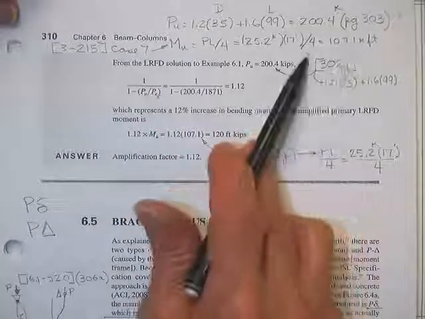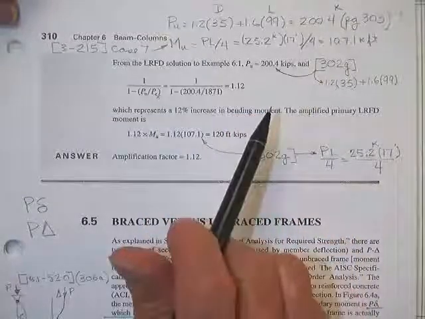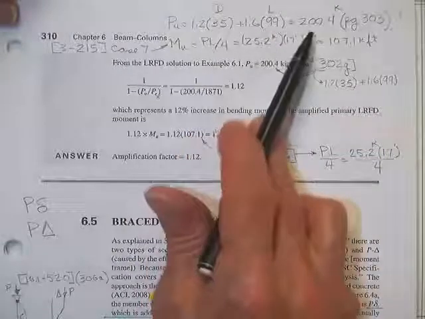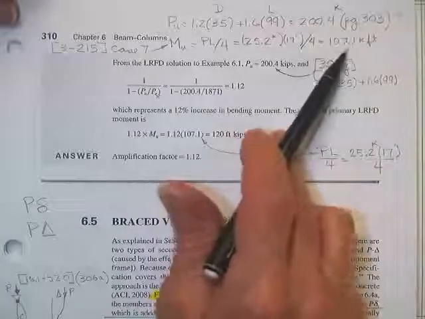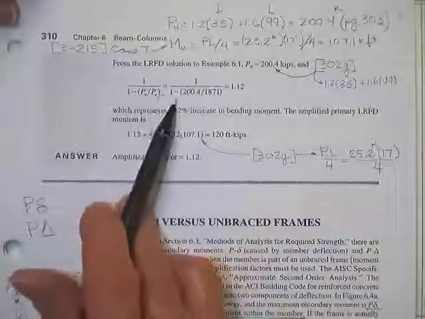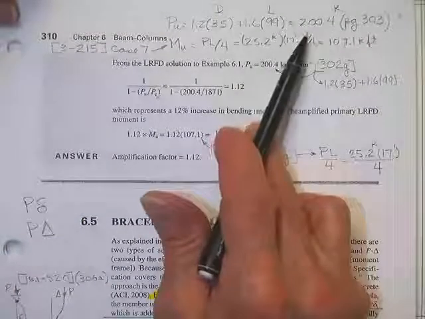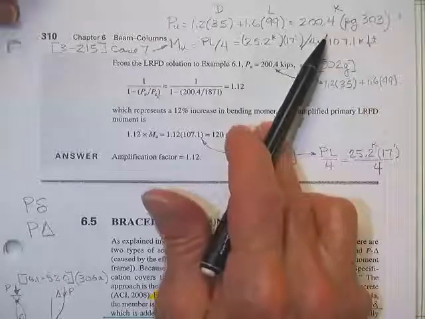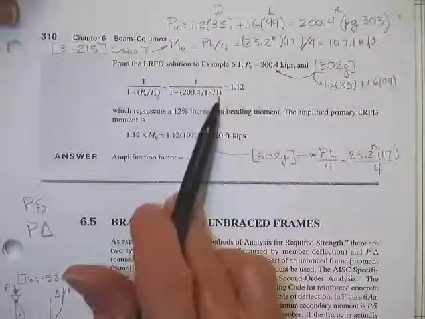107.1. Sadly, this 200.4 is going to have to be amplified. The moment's going to have to be amplified. You don't have to mess with the load. But the load times E is going to cause some more of this kind of stuff called moments. Our amplification is 1 over 1 minus your request is 200 kips of load at an eccentricity, I don't know how much, but I've already handled that inside of the amplification factor, divided by P Euler.